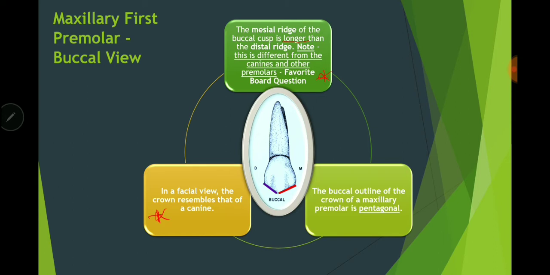In the facial view, the crown resembles that of a canine. And the buccal outline of the crown of the maxillary premolar is pentagonal, just like the canine. Because this tooth resembles a canine, the buccal outline is pentagonal, and the canine also, when you look at the facial view, the outline is pentagonal. Keep that in mind.